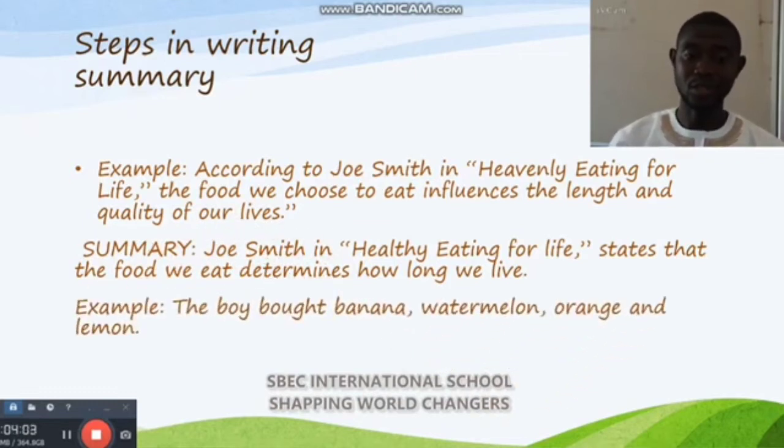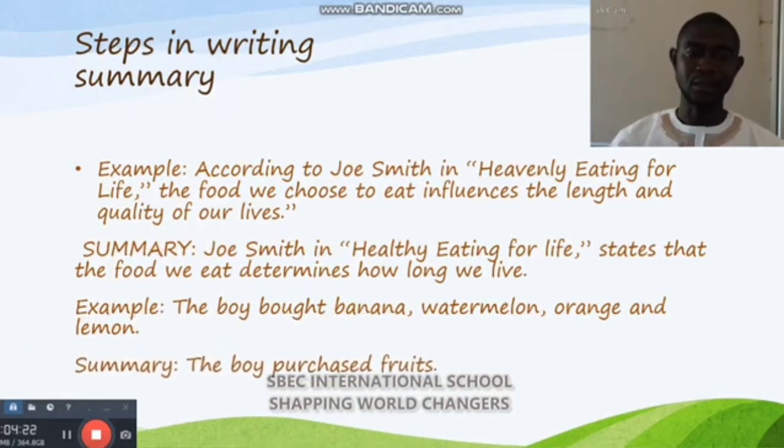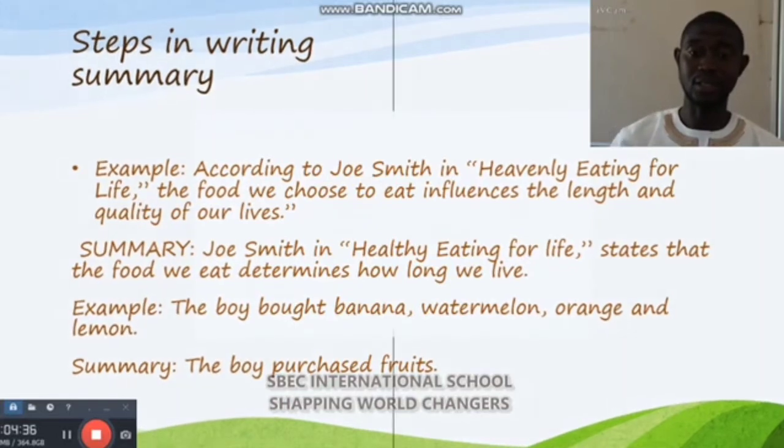Another example reads, the boy bought banana, watermelon, orange, and lemon. For this example, we can use the generalization method. We generalize the ideas that have been mentioned into a very simple and short caption. For instance, for the summary above, we can say the boy purchased fruit, rather than saying the boy bought banana, watermelon, orange, and lemon, thereby making it very brief and straight to the point.